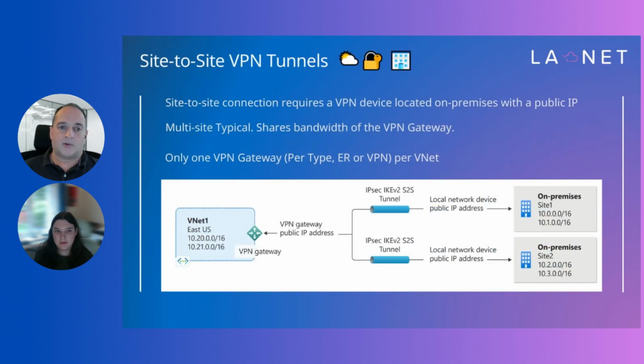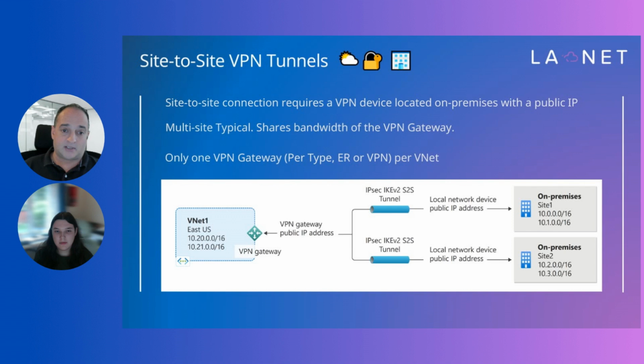Another type, the most common one, which we're going to go into a bit more detail in this video, is a site-to-site VPN tunnel. And that's where you create your Azure networks, your Azure gateway, and connect it to an on-premises network. That could be a data center or your branch office, or main site, wherever that may be. You require a VPN device located in your on-premises environment with a public IP address.